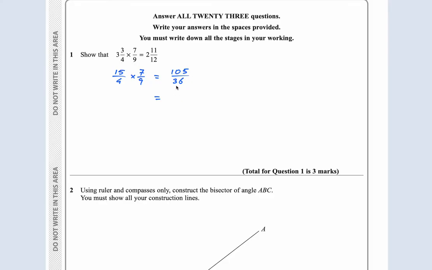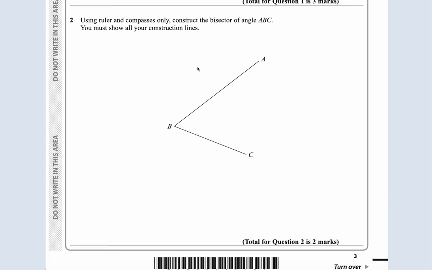And then we go, right, how many 36s in 105? Well, there are 2. And what's left? Well, 2 times 36 is 72, which means there's 33 left. So it's 2 and the 33 over 36. And yes, put in this step, guys, which is divide above and below by 3. I get 11 over 12, which is what he asked me to show. So we're done. Okay, question 2.